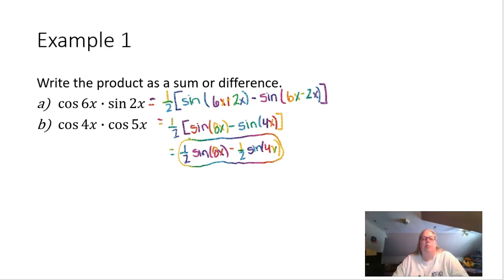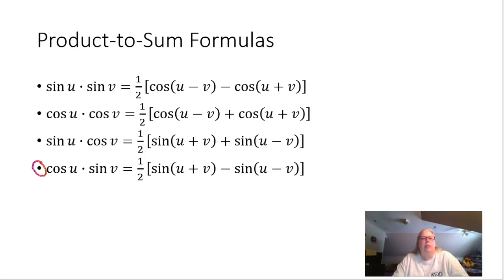All right, let's look at part B. The cosine of 4x times the cosine of 5x. Let's back up to the previous slide. We had a cosine times a cosine. That's going to be this formula right here. We're supposed to do half of the cosine of the difference of the angles plus the cosine of the sum of the angles. So we're going to do half of the cosine of the difference plus the cosine of the sum.